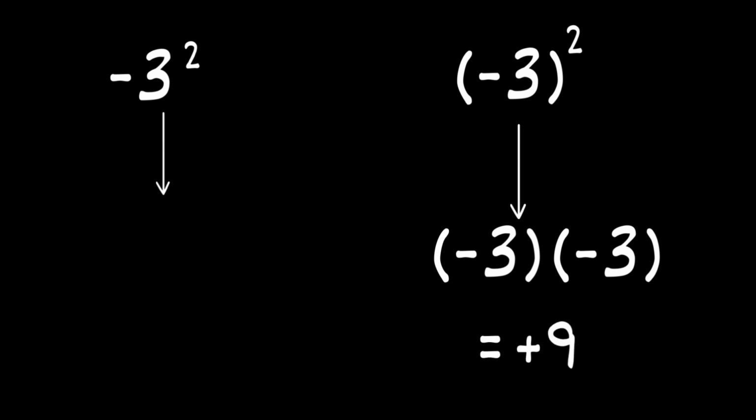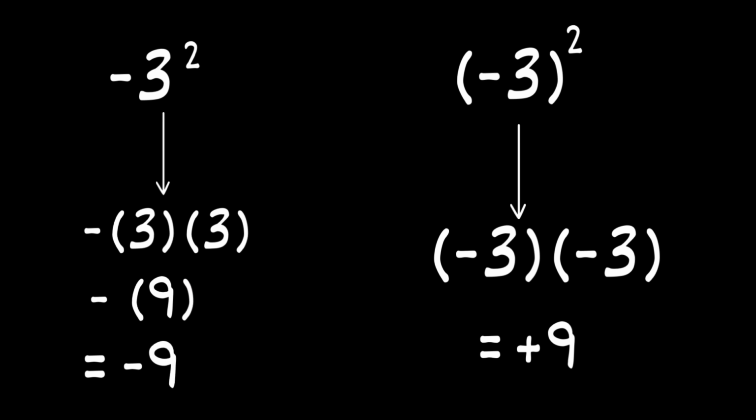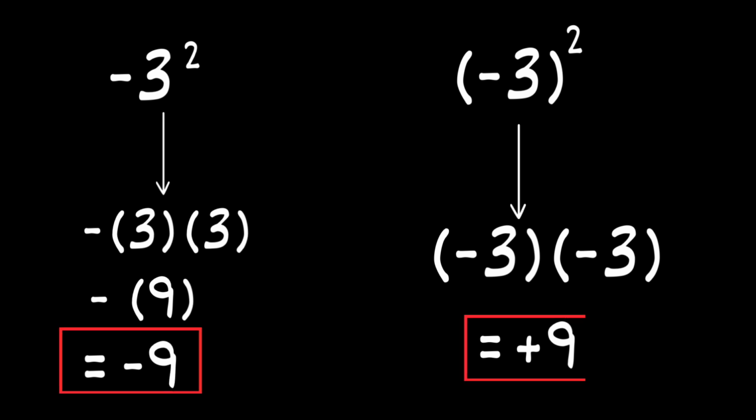Now what we have here is 1 negative and 2 3's. This 2 does not apply to the negative sign, so we only have 1 negative sign. So this is negative, and 3 times 3 is 9, so the whole answer is negative 9. So just keep in mind the difference between the two.